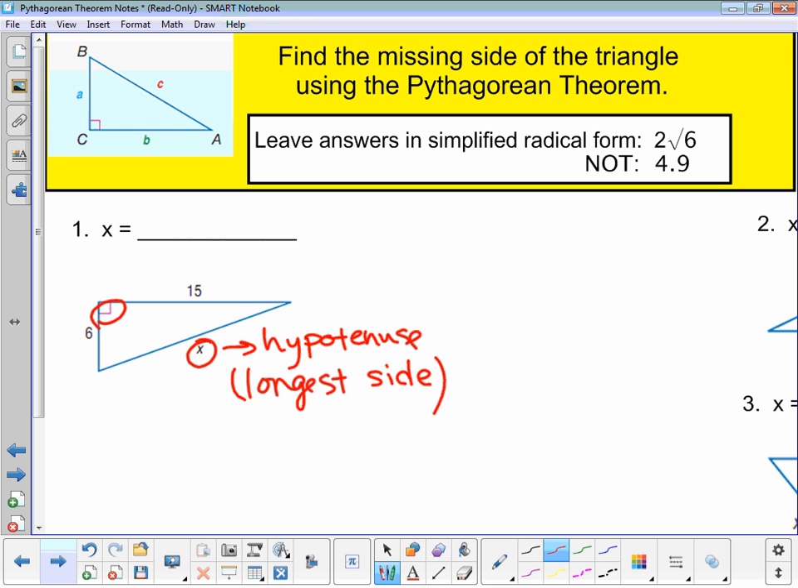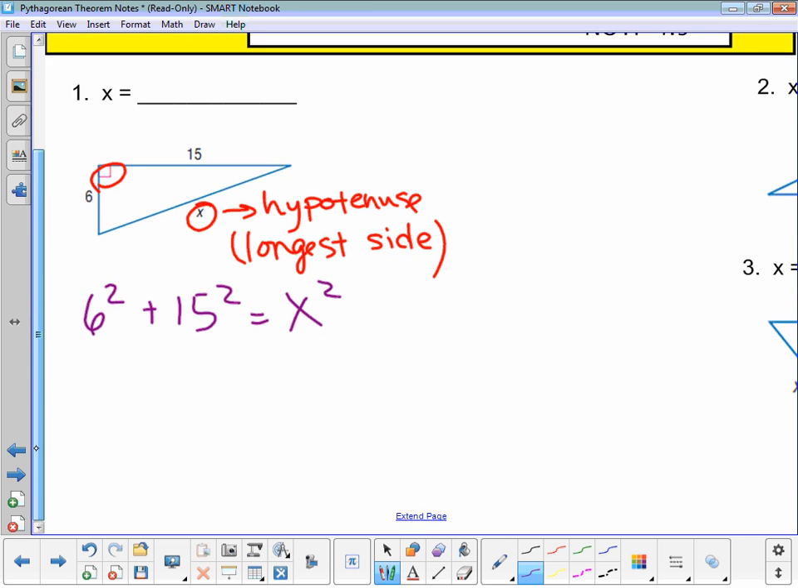I have 6 squared plus 15 squared equals x squared. If I square both of those, that means I get 36 plus 225 equals x squared, which is 261 equaling x squared. Now, I want to take the square root at this point.